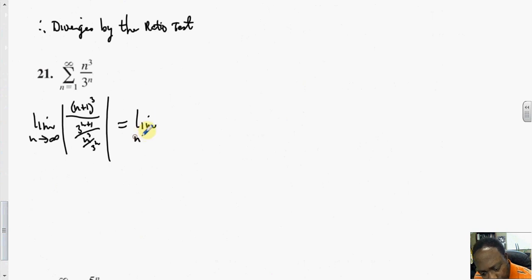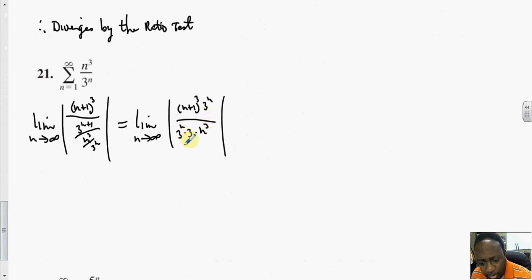This is the limit as n goes to infinity of the absolute value of n plus 1 to the third times 3 to the n, and that's divided by 3 to the n times 3 times n to the third. Now the 3 to the n's cancel out.